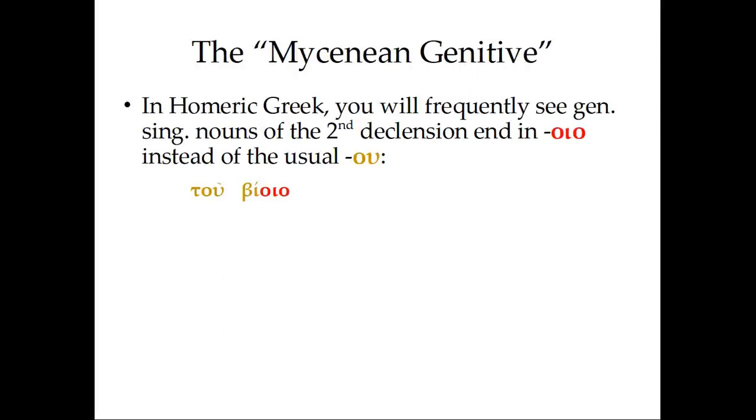Tou bioio. The form of the definite article isn't going to change, but the form of the second declension noun in the genitive singular might. And again, whether you would see biou or bioio would depend a lot on the meter that was required.